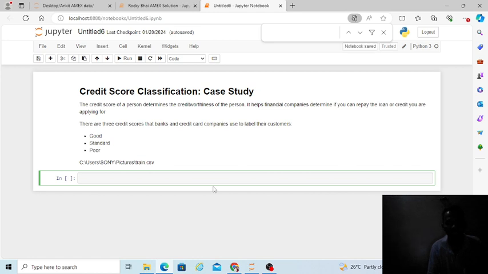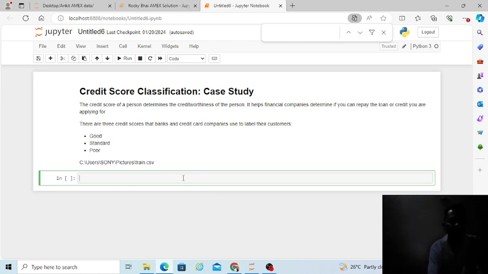There are three credit ratings given by the bank, which are good, standard and poor. Poor means he cannot repay the loan or credit which he has taken, and good means he can pay that loan or credit given to him.